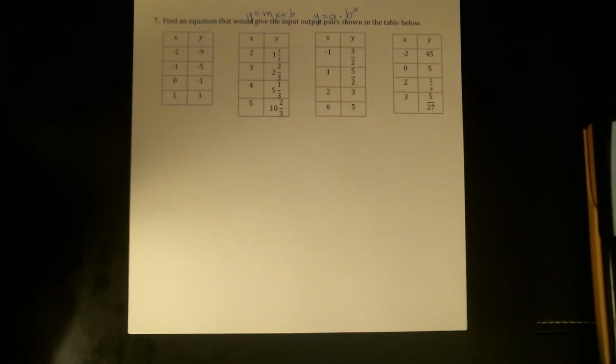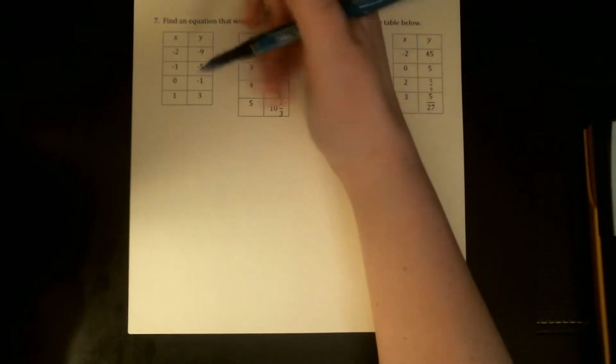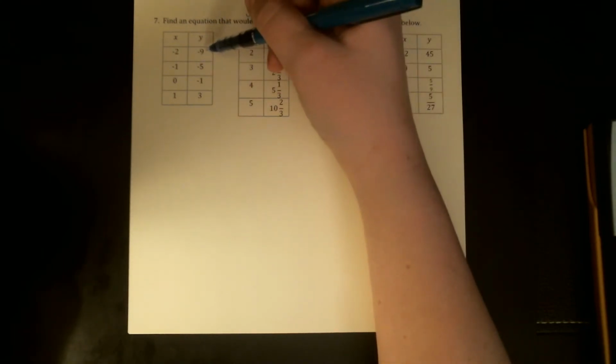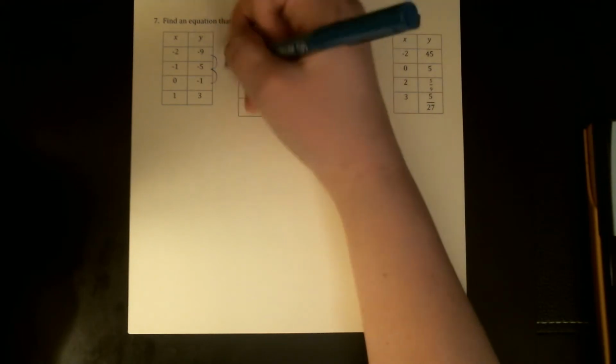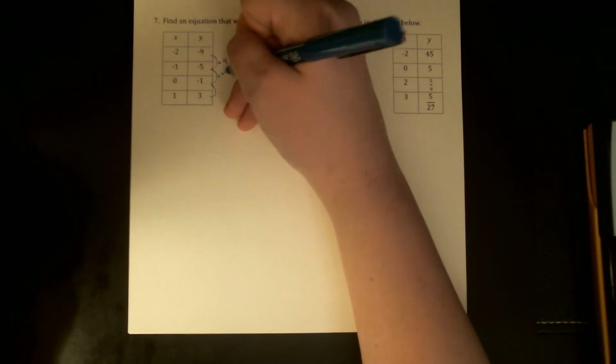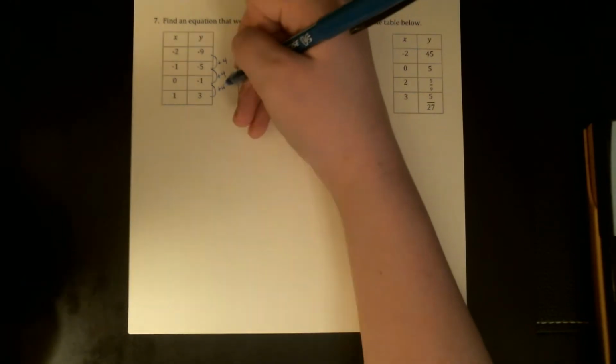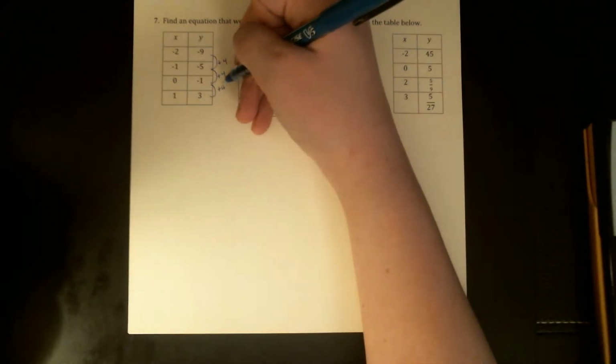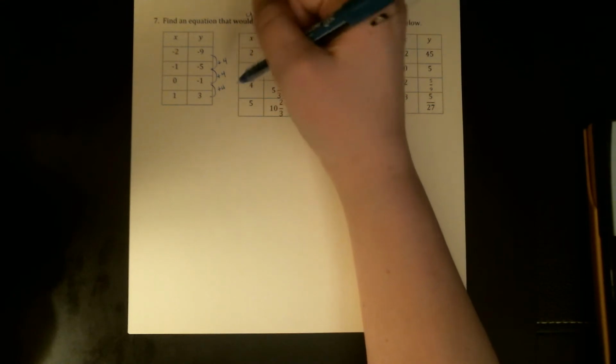Okay, so x, y right here. If we're looking for a pattern, I see that this is 4 apart and this is also 4 apart, and this is also 4 apart. So it looks like I'm adding 4. So just remember to think about whether it's repeated addition, which would imply a linear relationship, or repeated multiplication, which would imply an exponential relationship.